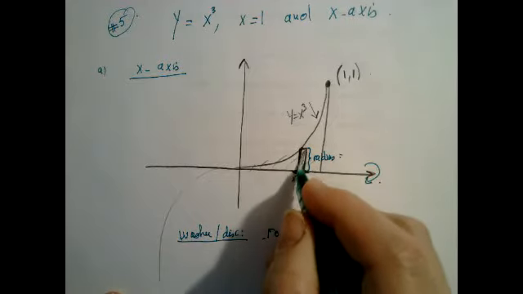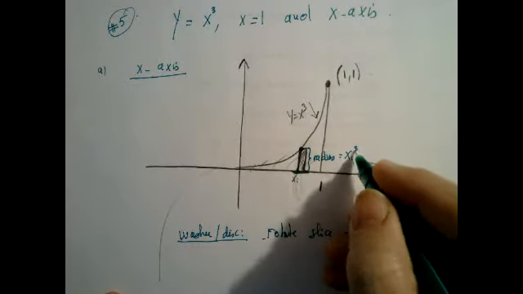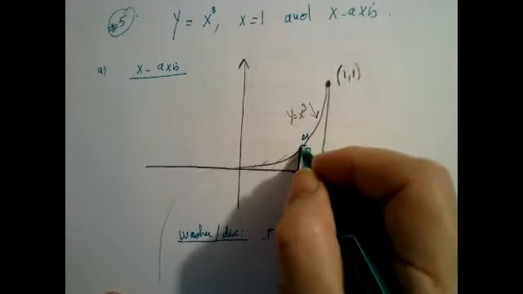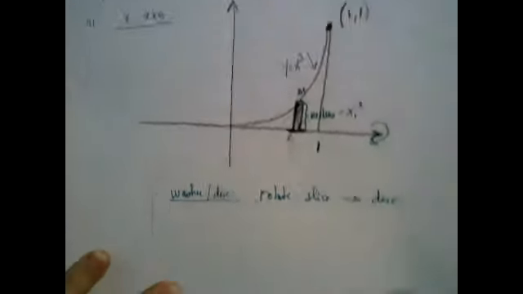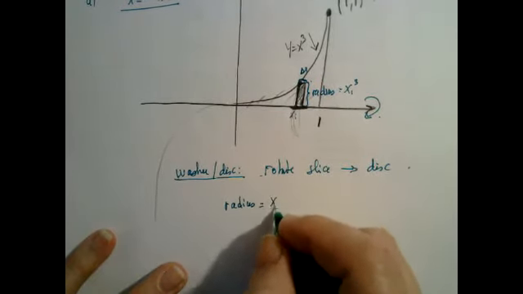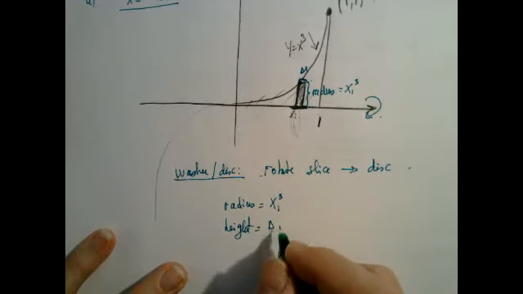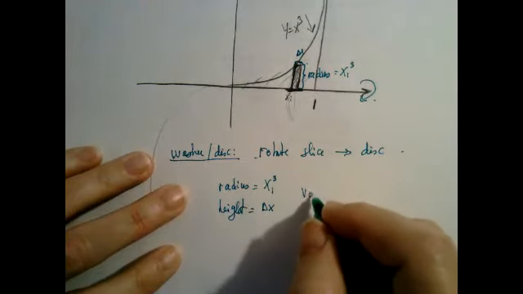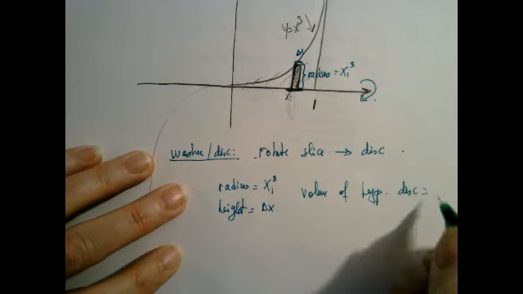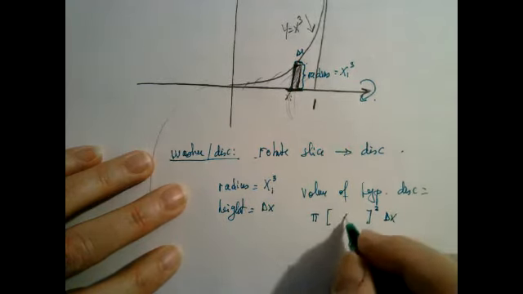And if this is xi, it means this vertical distance is nothing more than the value of the function here. That's my radius. The height, when I'm going to rotate that, the delta x would be the height. Okay, this is the labeling I am after. So here, radius is xi cubed, height is the delta x. Volume of typical disc is pi times the radius squared times the height.